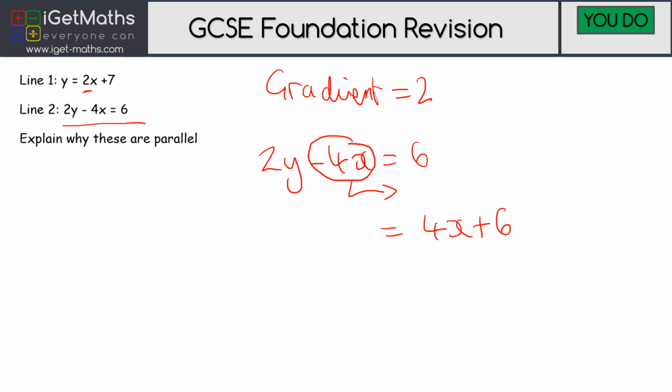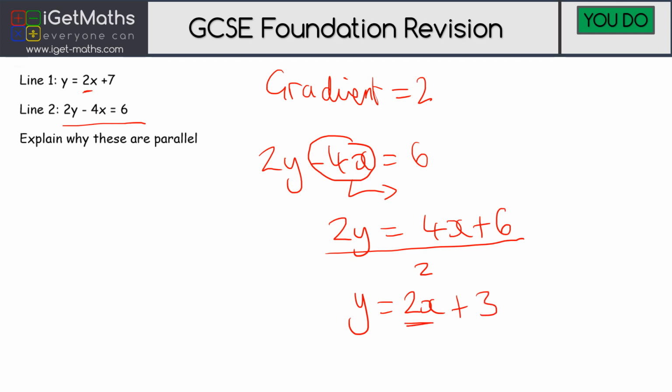And on the left hand side, you've just got 2y. We're going to divide the whole thing by 2. So 2y divided by 2 is y. 4 divided by 2 is 2 with the x. And 6 divided by 2 will give you 3. So now you can see that this is also a gradient of 2 and they're both parallel. So now you're done.